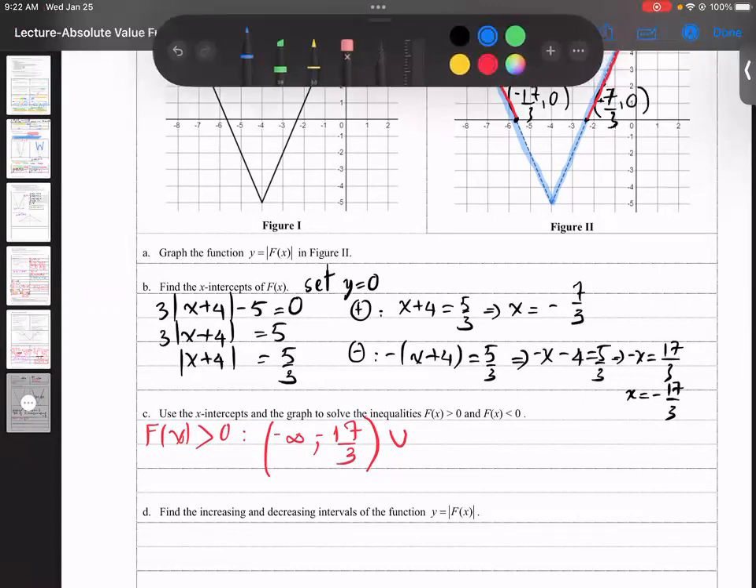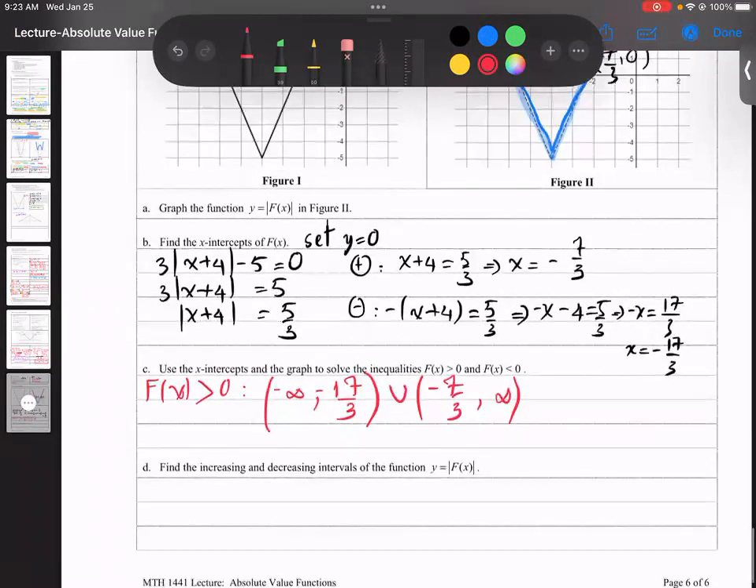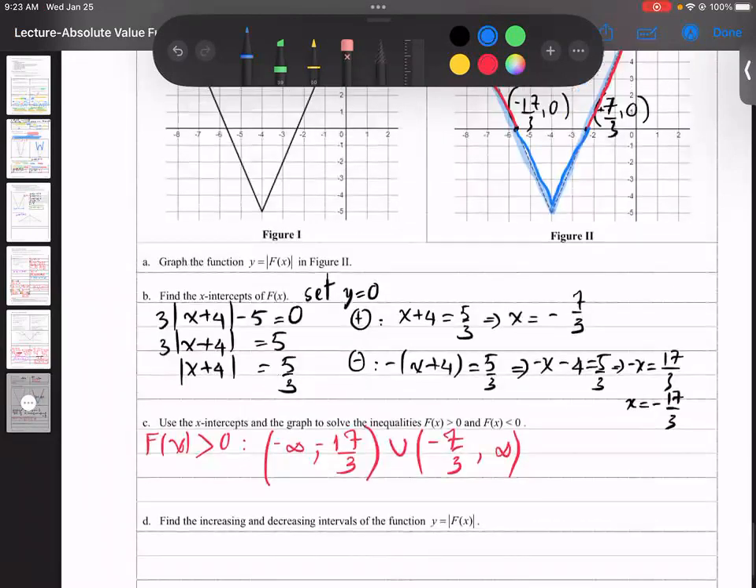Let me highlight the negative in blue. So that's when it's negative. And then it's positive again from negative 7/3 to infinity. You agree? So f of x is below the x-axis from negative 17/3 to negative 7/3.